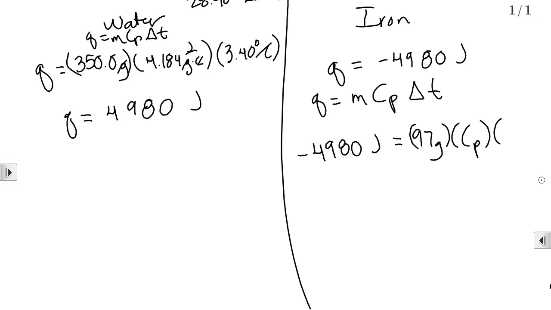It ended up at that 28.4, but it had started out at 143. So the final is the 28.4, right? And the initial was 143. So 28.4 minus 143, negative 114.6 degrees. Well, this is algebra from here on out, right? Got to isolate my variable, which is my specific heat. So I'm going to divide both sides by 97 times the temperature.